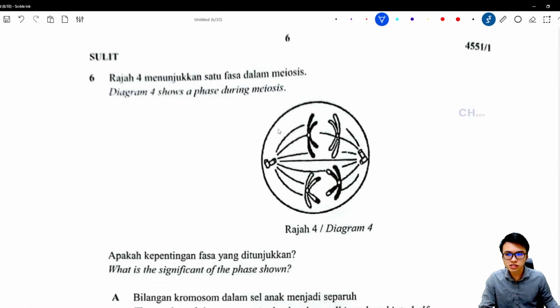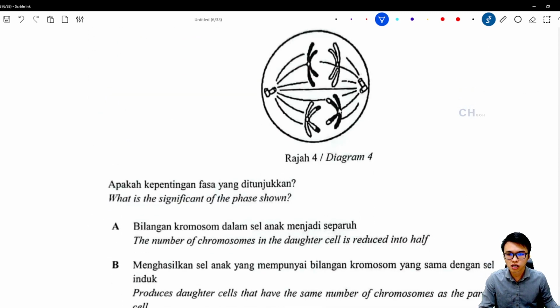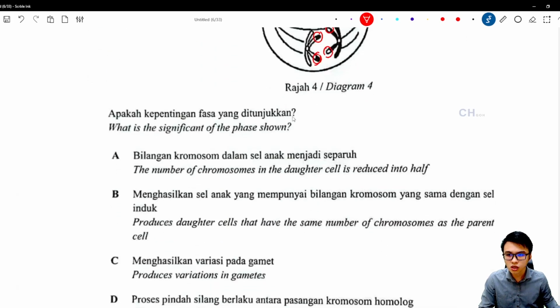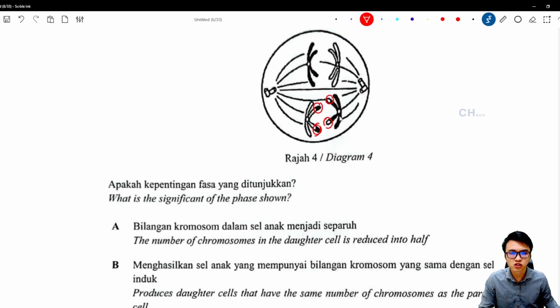Okay, question 6. Diagram 4 shows the phase during meiosis. How do we know it's meiosis? We check this out. You can see they have undergone crossing over. Okay, so they have different segments of DNA from the homologous chromosome. What is the significance of this phase shown?